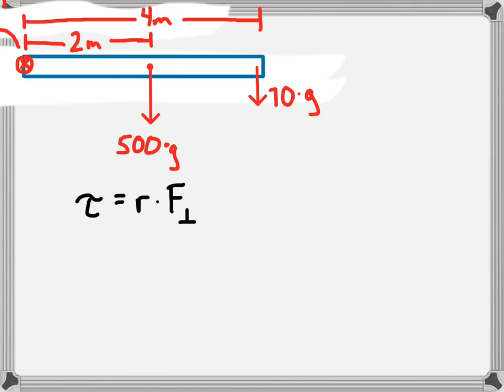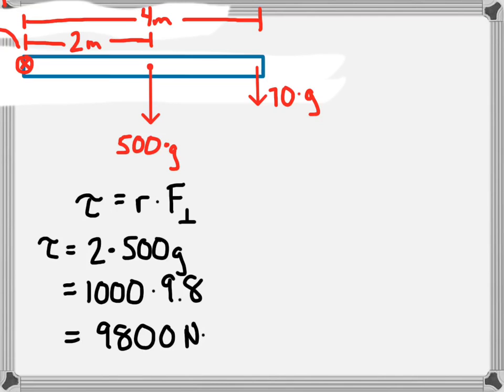And let's calculate the torque caused by this force first of all. So I first want to know what r is. The distance away from the pivot point is 2 meters for that particular force. Anyway, that distance is 2 meters. The force is 500 times g, because that's the weight of the beam itself. And then I do some multiplying there, and I get 9,800 Newton meters.